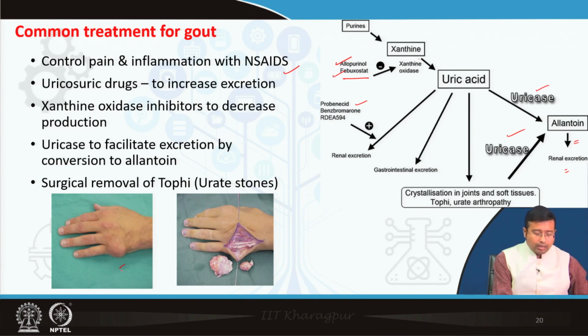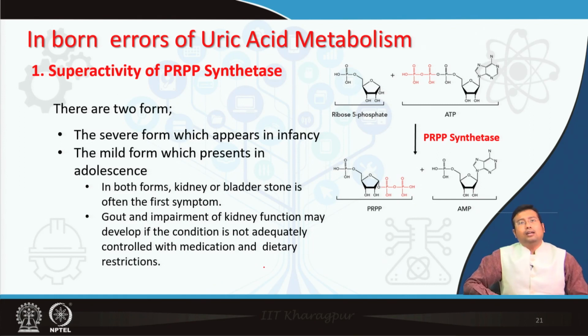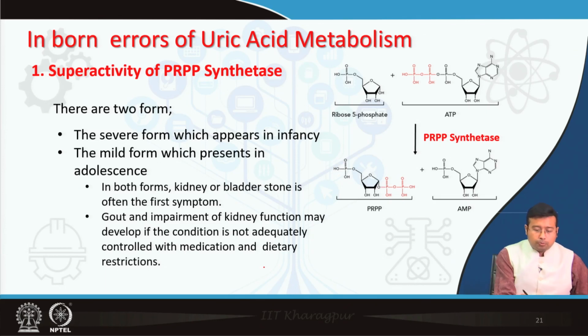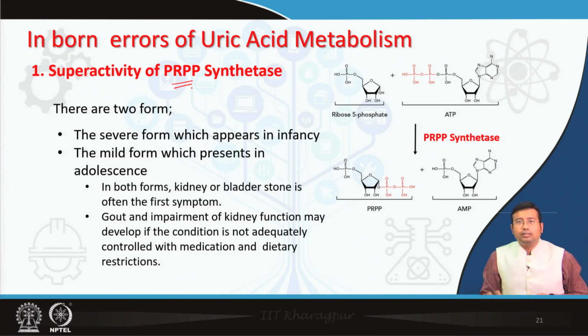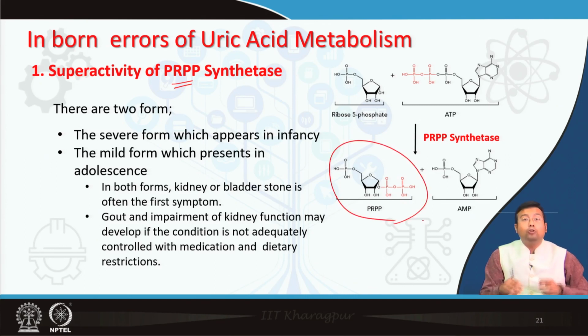Here you can see a uric acid crystal present in the 5th proximal metacarpophalangeal joint, and it has been removed. So, as I discussed, what are the inborn errors of uric acid metabolism? Number 1, PRPP synthetase. If this enzyme is more active, what will happen? There will be excess PRPP, and as I told you, PRPP positively affects uric acid production, and if uric acid production is more, it will be degraded more and more.